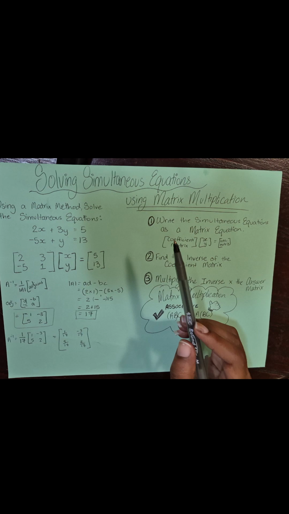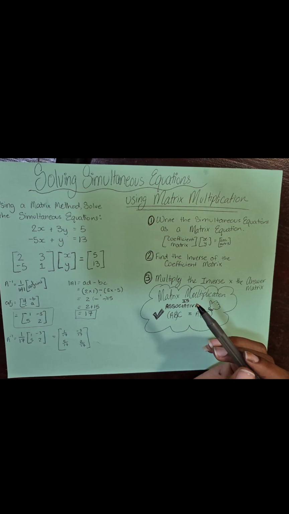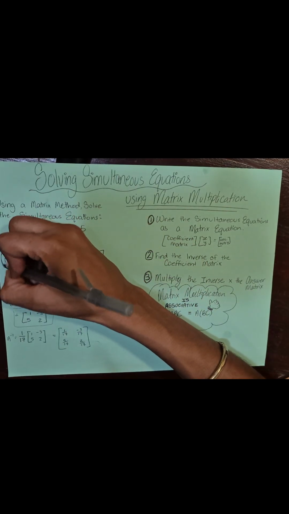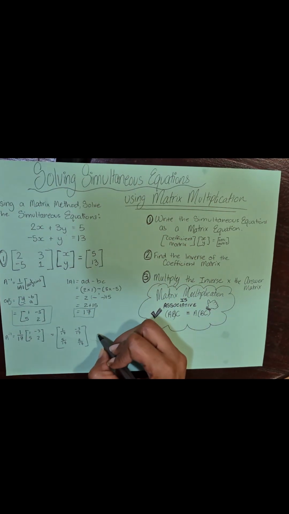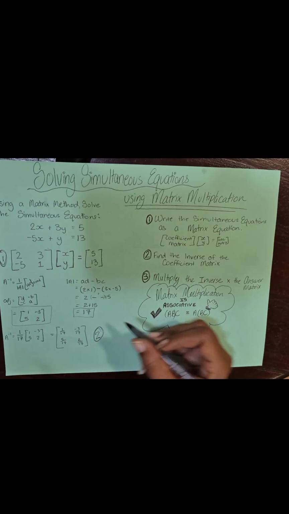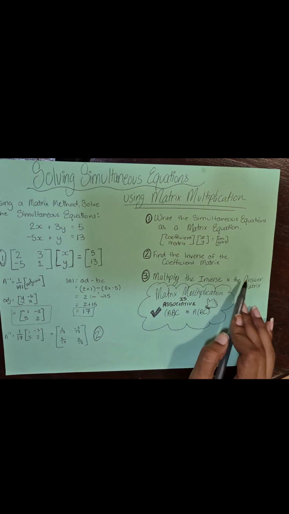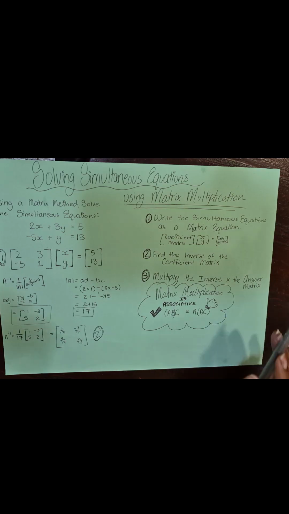So we've done step 1. We wrote it as a matrix equation. This was step 1. And now we've done step 2. We found our inverse. And the final step is to multiply the inverse times the answer matrix.